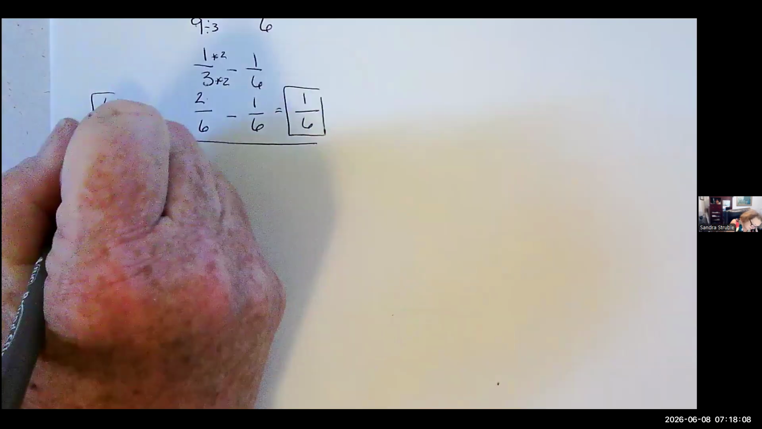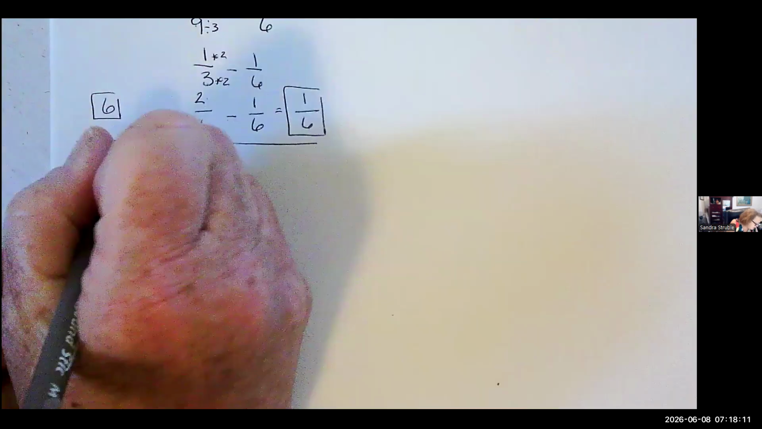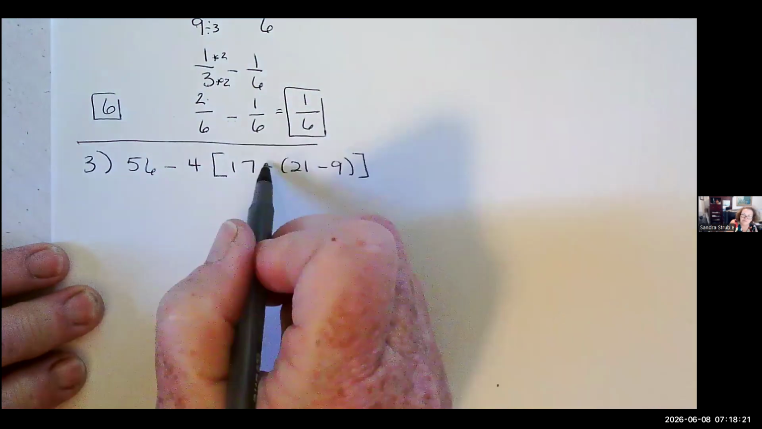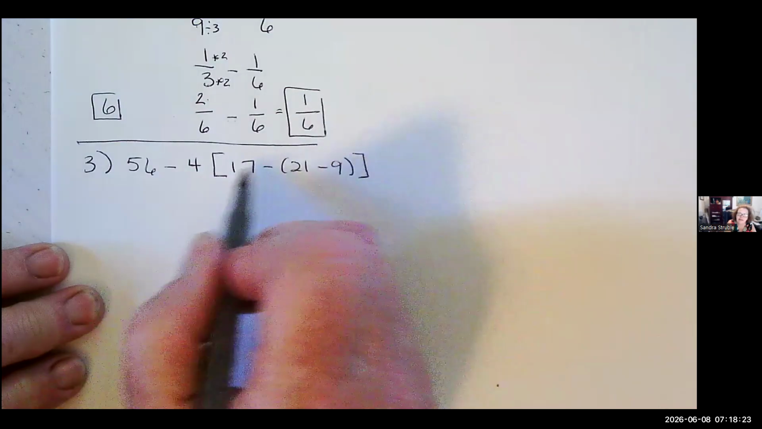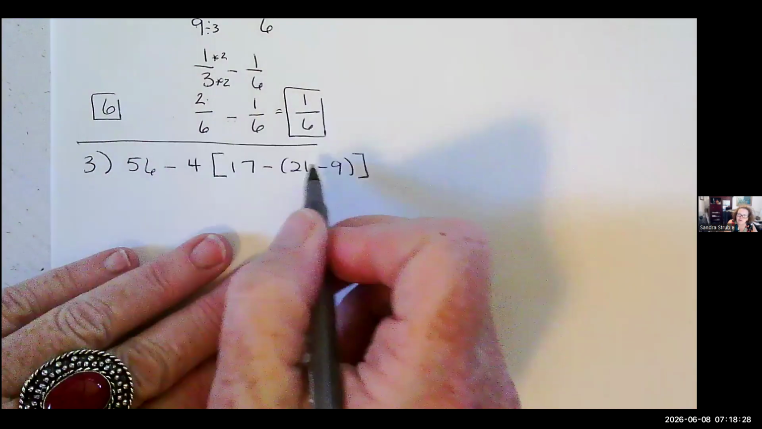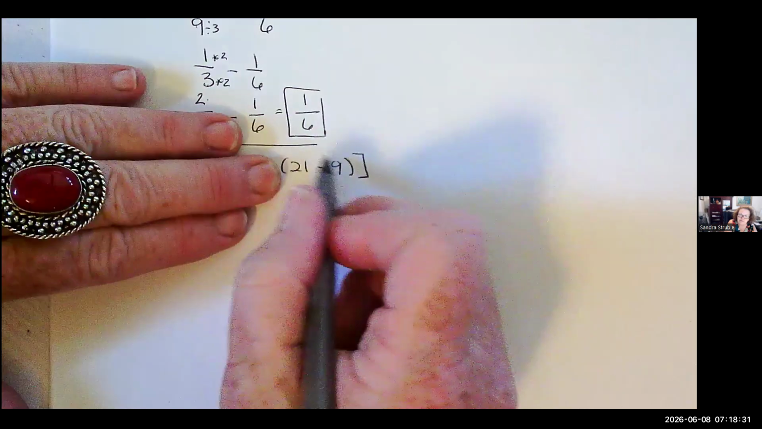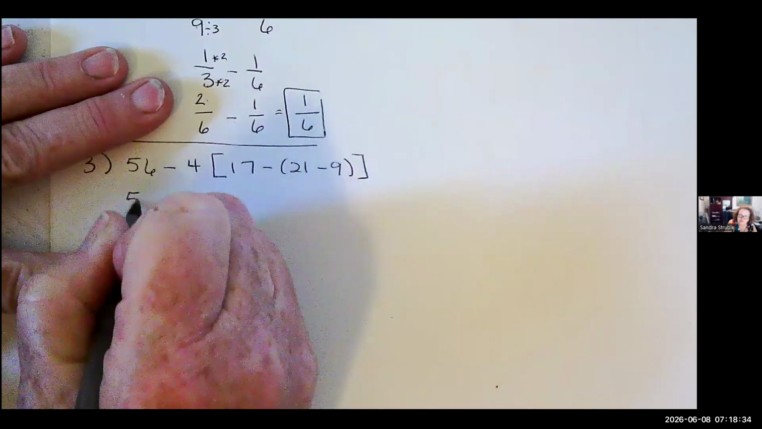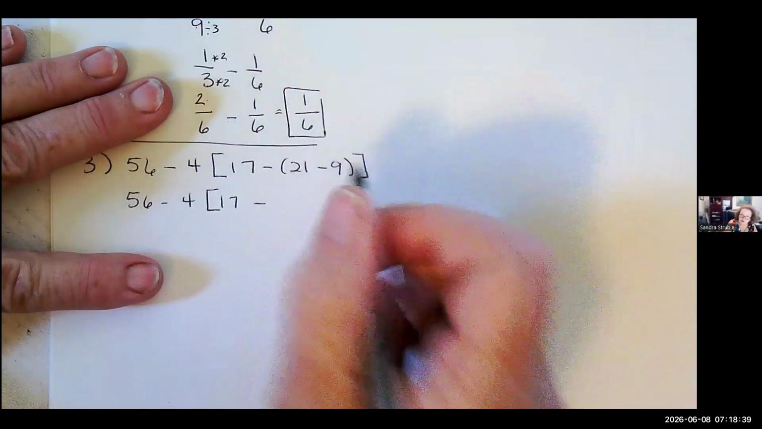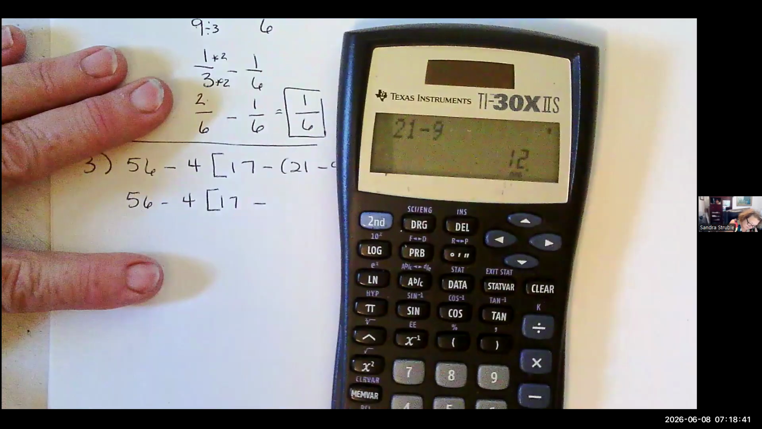Number 3. 56 minus 4, and then we've got brackets. Some of you might be tempted to distribute this. Please don't do that. We're working with brackets that are inside other brackets. So we've got a parenthesis inside of a bracket. So work from the innermost one first. I'm bringing all the rest of this down. And then 21 minus 9 is 12. The parentheses go away.